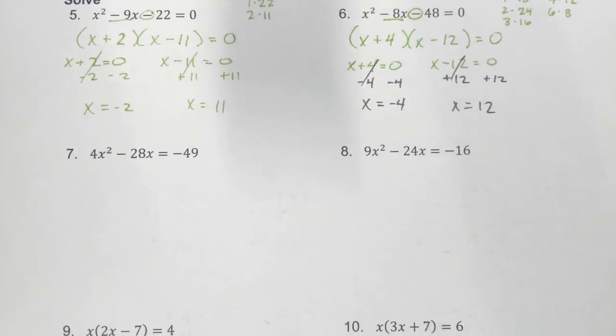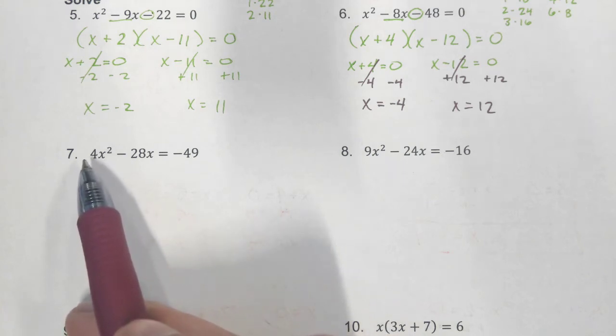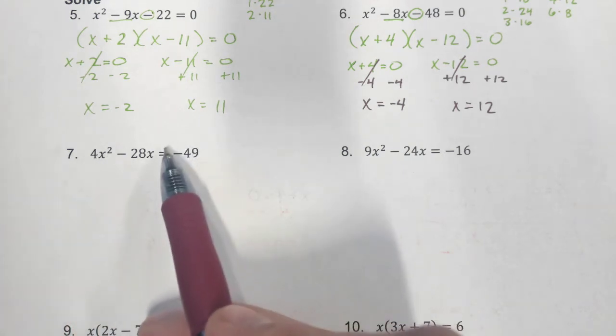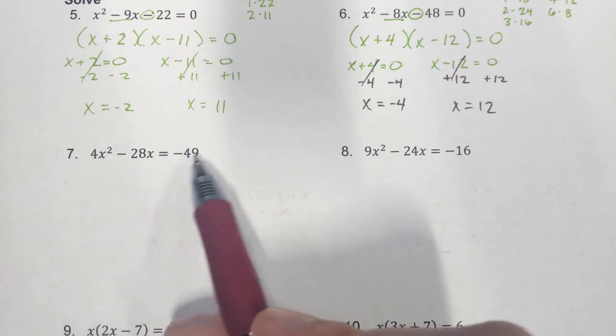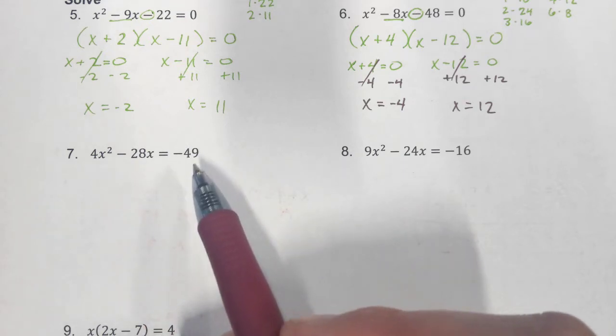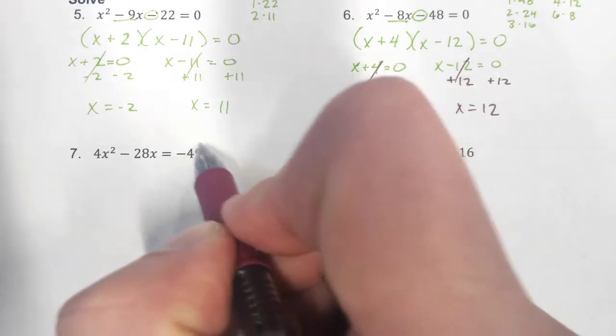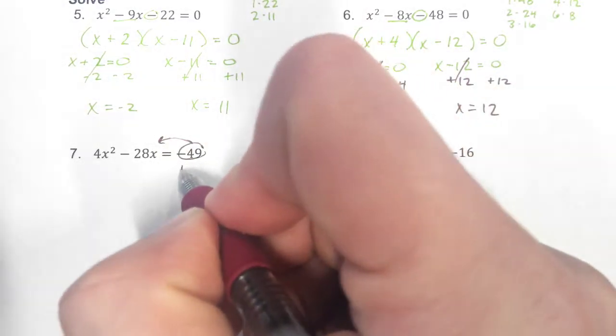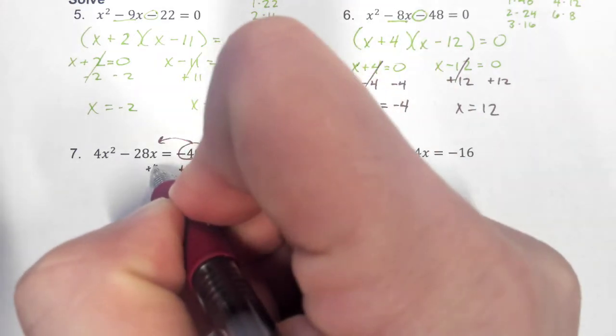Numbers 7 and 8 look like we might have a coefficient on the squared term. That's okay. Also, our equation is not set equal to 0. Remember, our first step is to get our equation set equal to 0. So really, our first step is we're going to move this over to the left side by adding 49 to both sides of the equation.